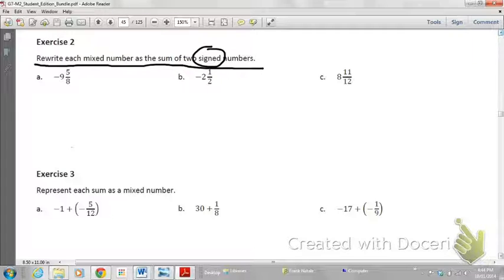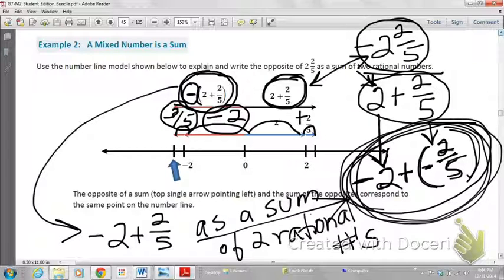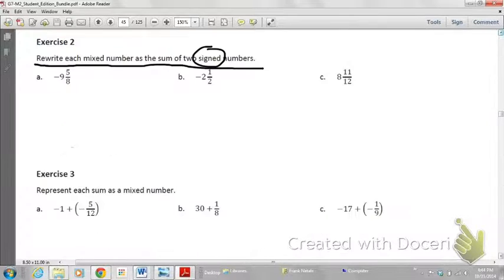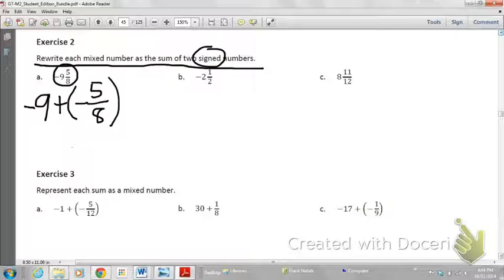Okay, so hopefully everyone remembered this little activity over here, and hopefully you took some good notes and they helped you out. So if we have negative 9 5/8, to write that as a sum of two signed rational numbers, that's going to be negative 9. We're taking that apart. We have the whole number part, the whole integer part, negative 9, and it's the sum of, so we're going to add a negative 5/8. That's right. Okay, negative 5/8, because our sum is negative 9 5/8.